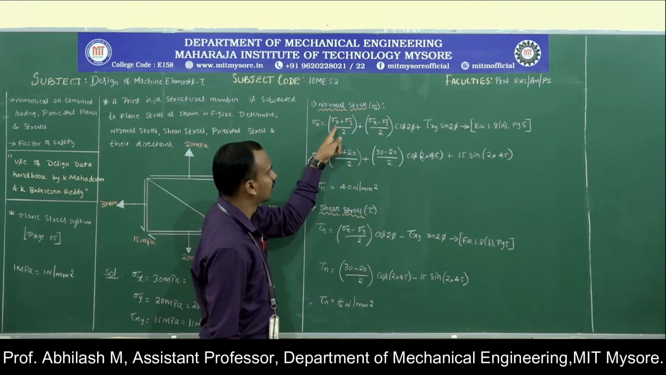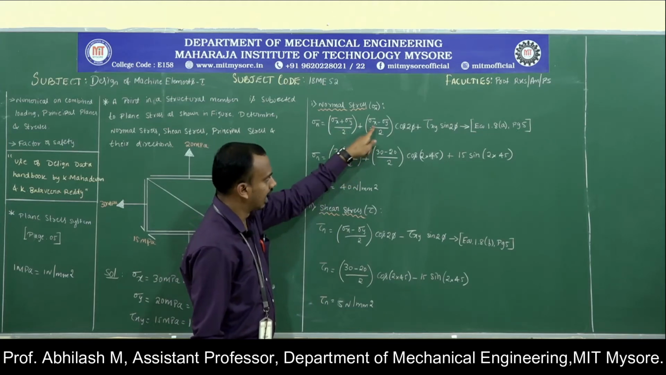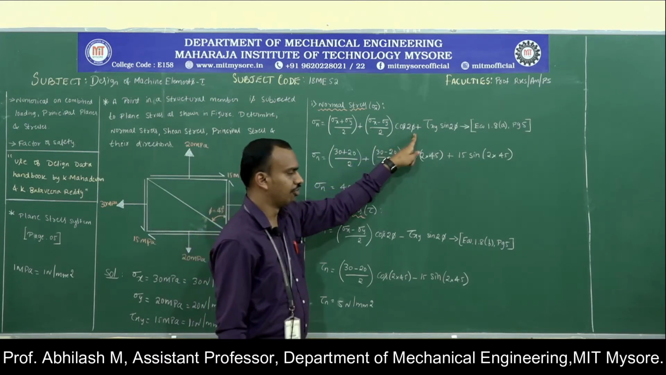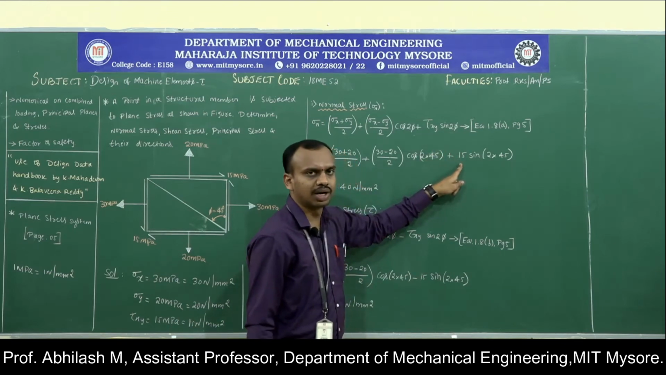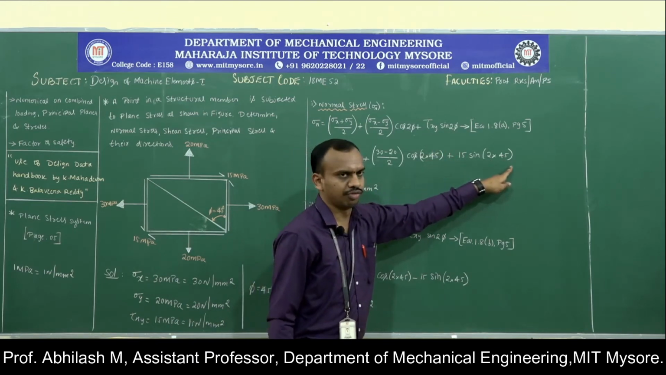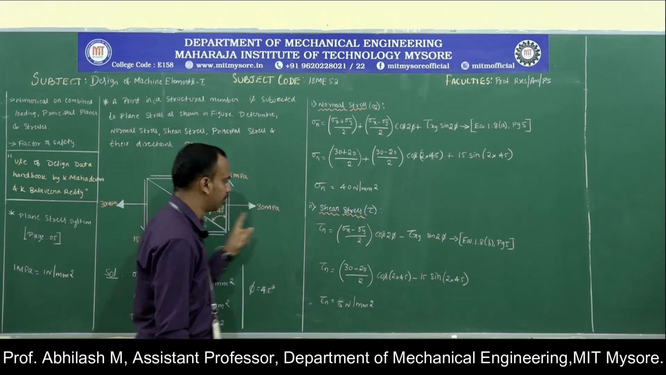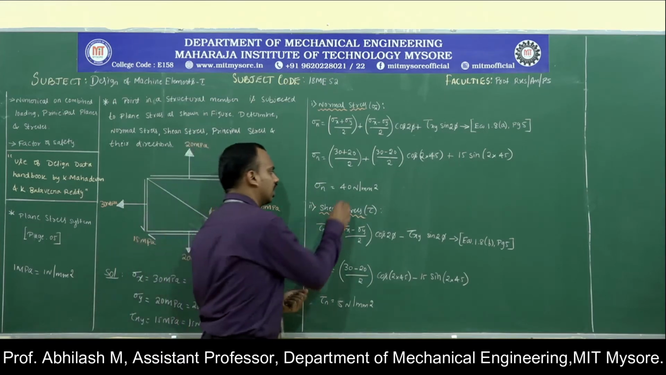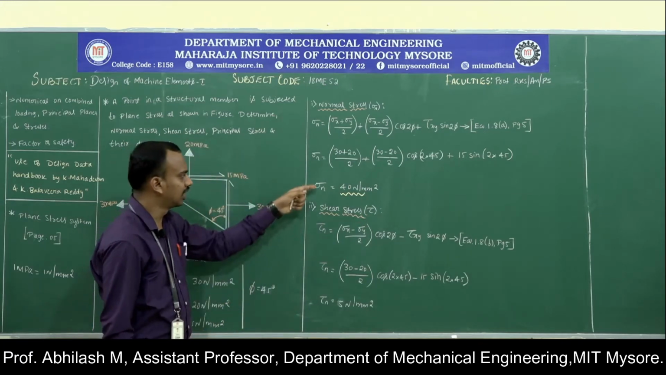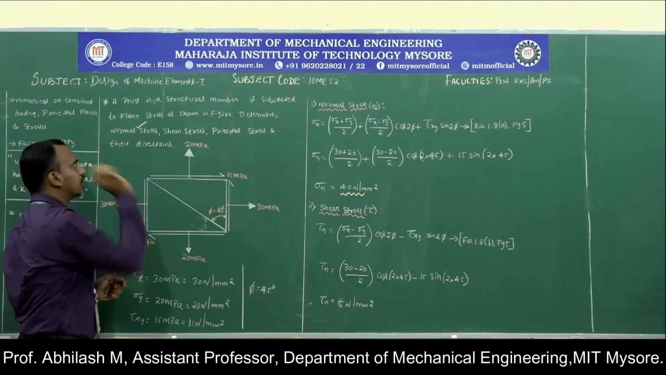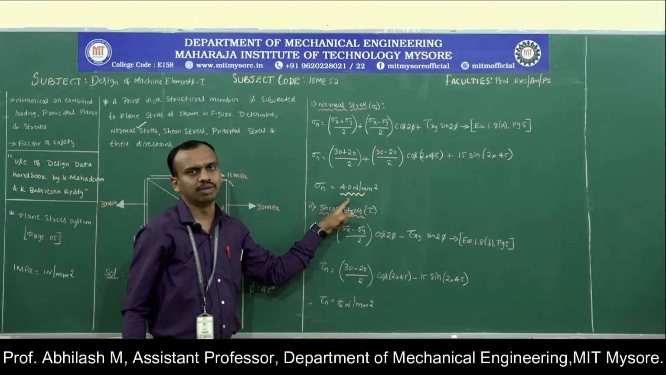Substituting the values: sigma x is 30, sigma y is 20, and the phi angle is 45 degrees. The tau xy value is 15 megapascal, and again 2 into 45. Substituting all the values, we can obtain the value of normal stress developed for this particular case, and the value is 40 Newton per millimeter square. So the first parameter they have asked us to calculate, the normal stress, is 40 Newton per millimeter square.